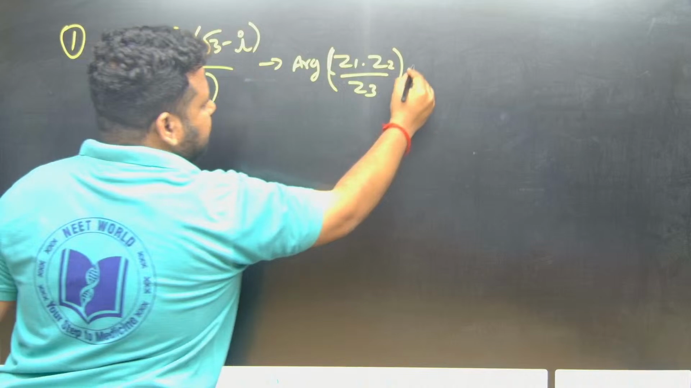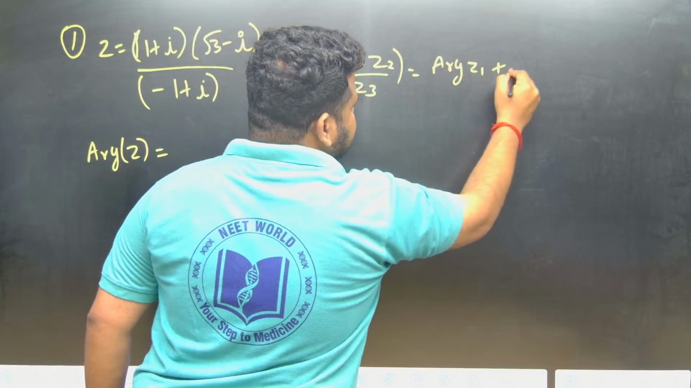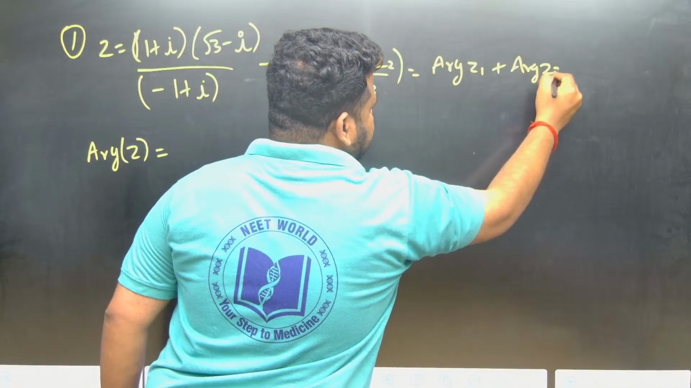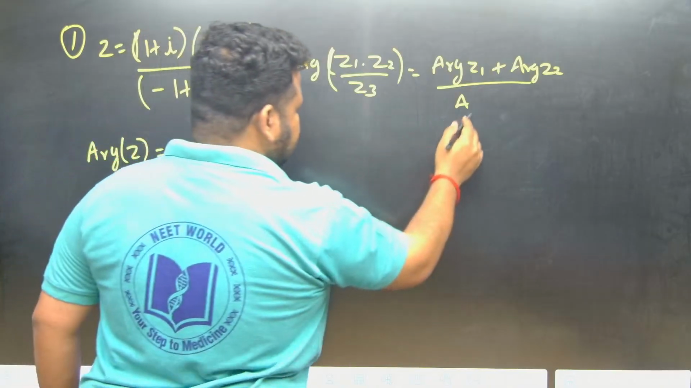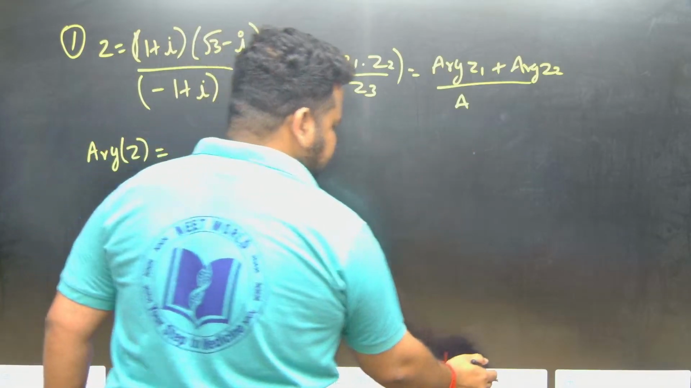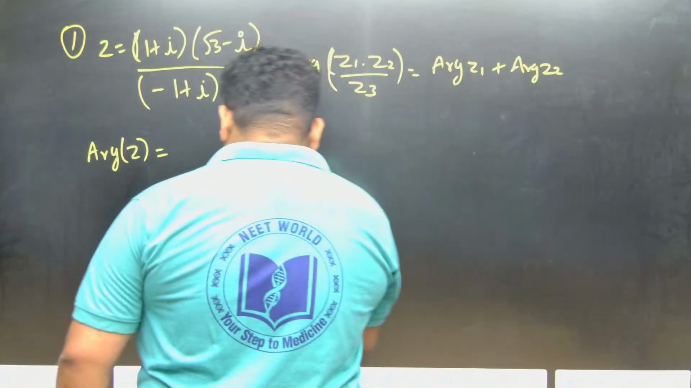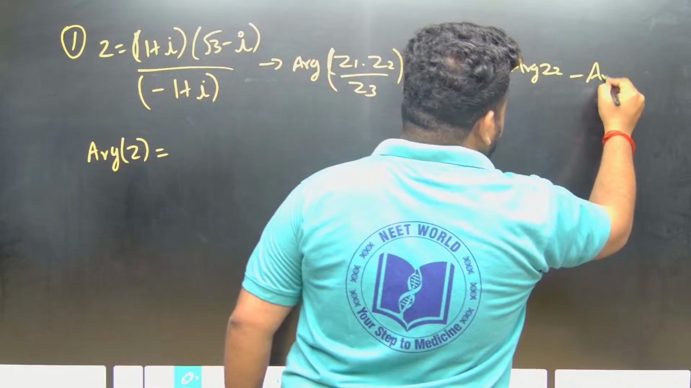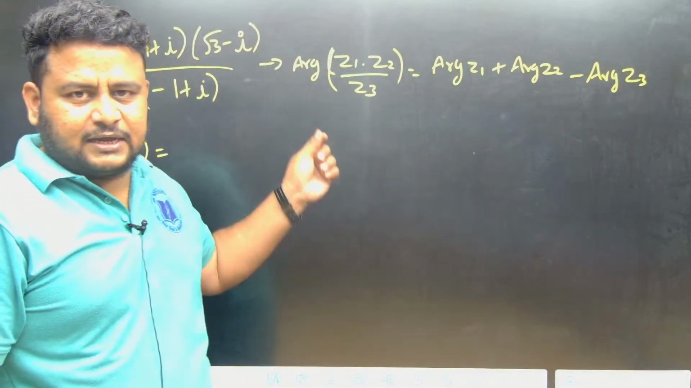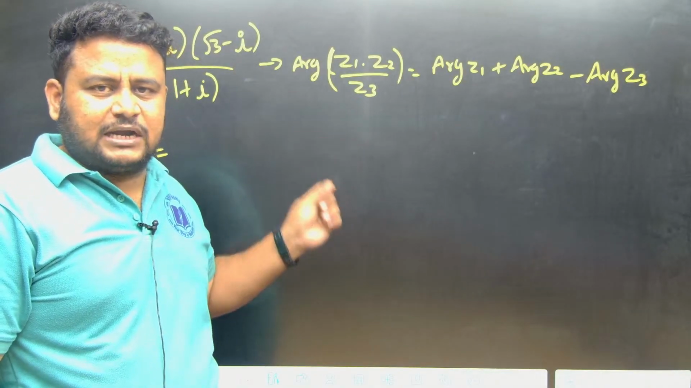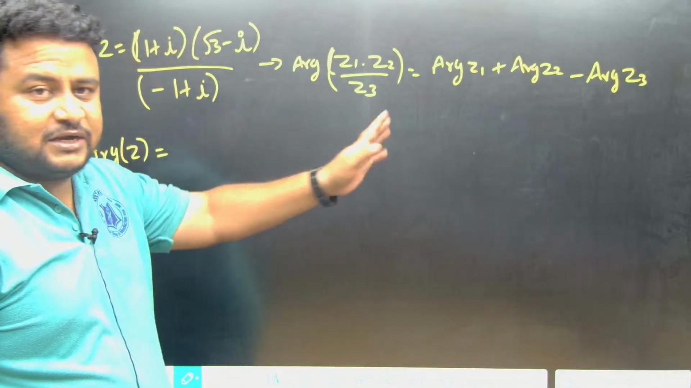I can apply the property and write it as argument of z1 plus argument of z2, minus argument of z3. Instead of writing divided by, I will avoid one step and write minus argument of z3. Why minus? Because it is coming in the denominator. Log of m by n is log of m minus log of n, same thing. Argument is also the same thing.